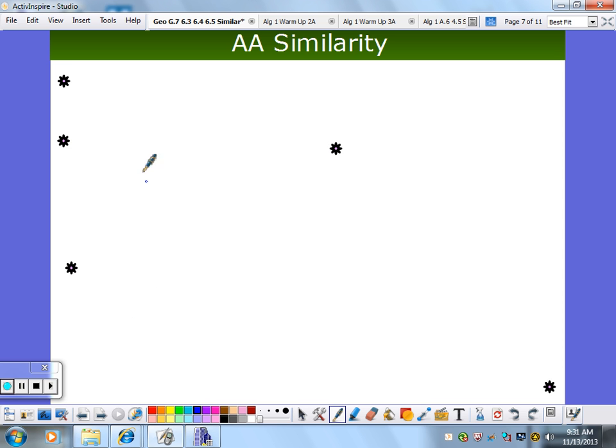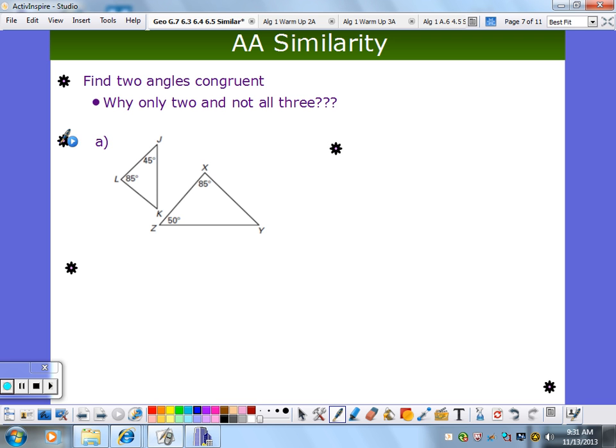So let's see here. Angle similarity. Here we already talked about why you don't need all three. It's understood that if you have two angles congruent, all the angles are congruent. So let's look at this one here. I am on the examples, middle-ish of page 2.